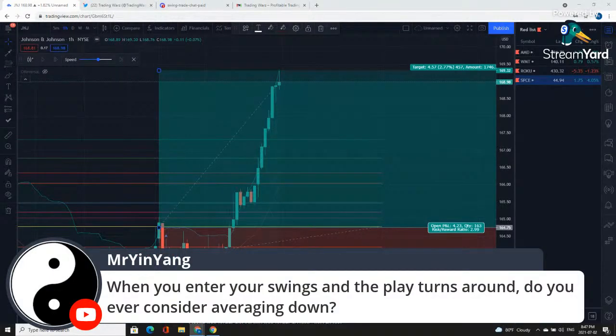When you enter your swings and the play turns around, do you ever consider averaging down? No, I never consider averaging down, because then I would be risking more than 1% of my capital. If it doesn't work, I'm going to get destroyed, right? So I never do that, because I want to keep my risk where it needs to be.